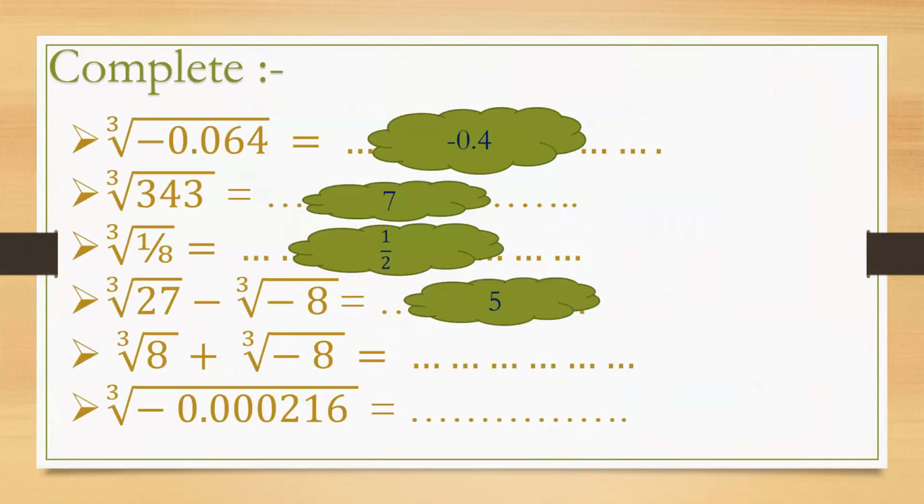Cube root of 27 minus cube root of negative 8. The cube root of 27 will be 3, and the cube root of negative 8 will be negative 2. So 3 minus negative 2 is 3 plus 2, which equals 5.